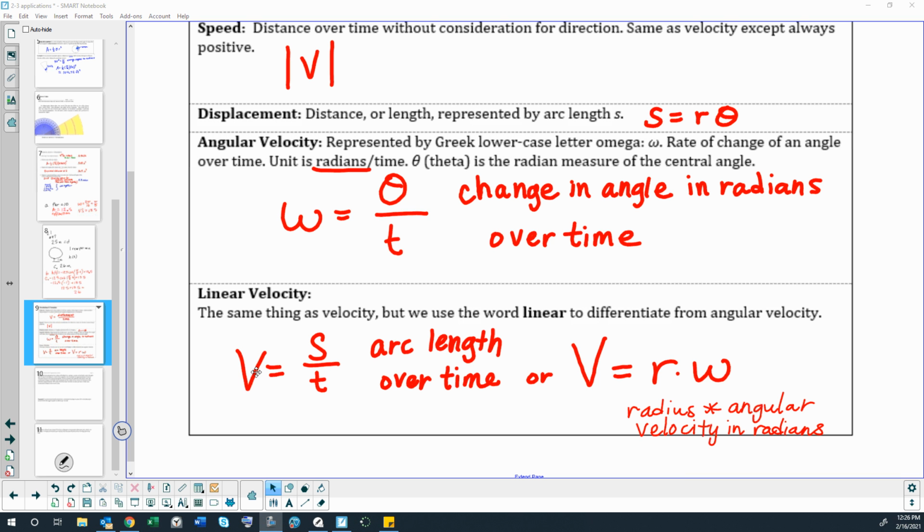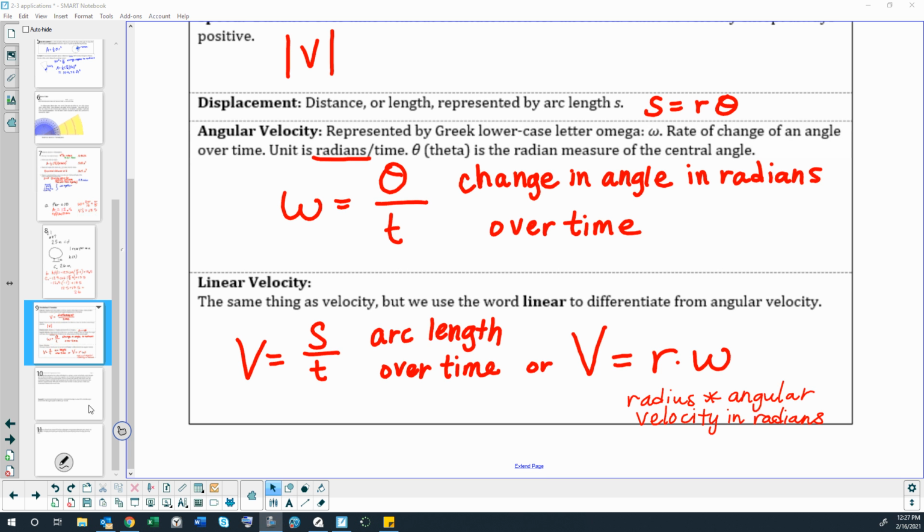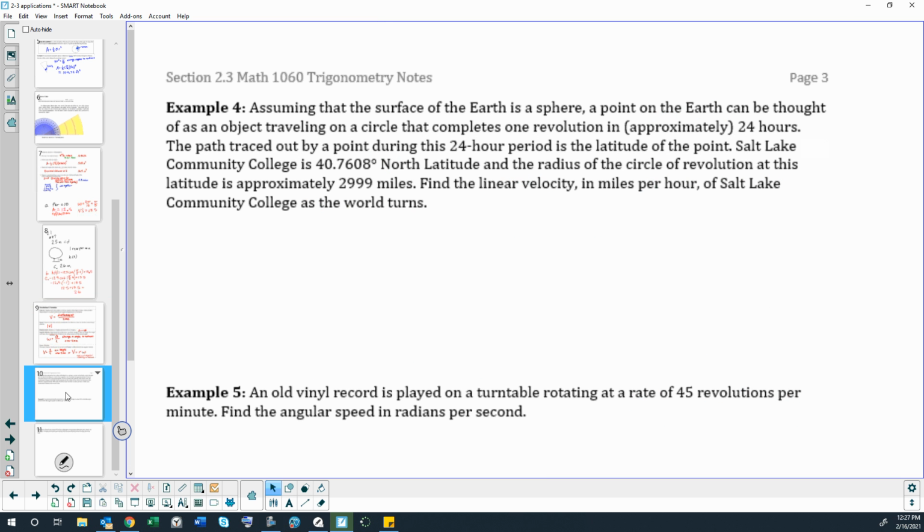And these two quantities, angular and linear velocity, are related to each other by this formula. Linear velocity is the radius times the angular velocity. So if we want to convert between them, we can use that formula. Okay, let's look at some examples.